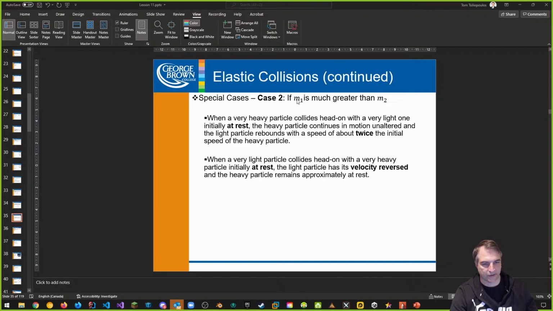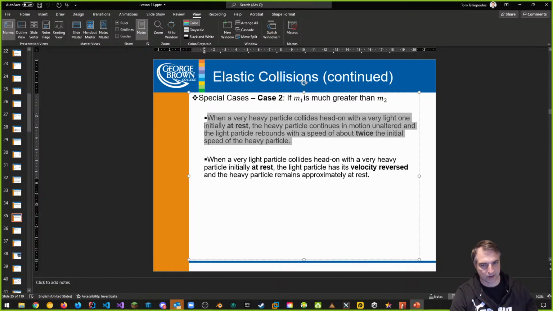Special case number 2. If m1, the first mass, is much greater than m2: when a very heavy particle collides head-on with a very light one initially at rest, the heavy particle continues in motion unaltered, and the light particle rebounds with a speed of about twice the initial speed of the heavy particle. So again, I have a very small ball and a very large one. The first one keeps going in the same direction with the same speed, and the second one rebounds at twice the speed.